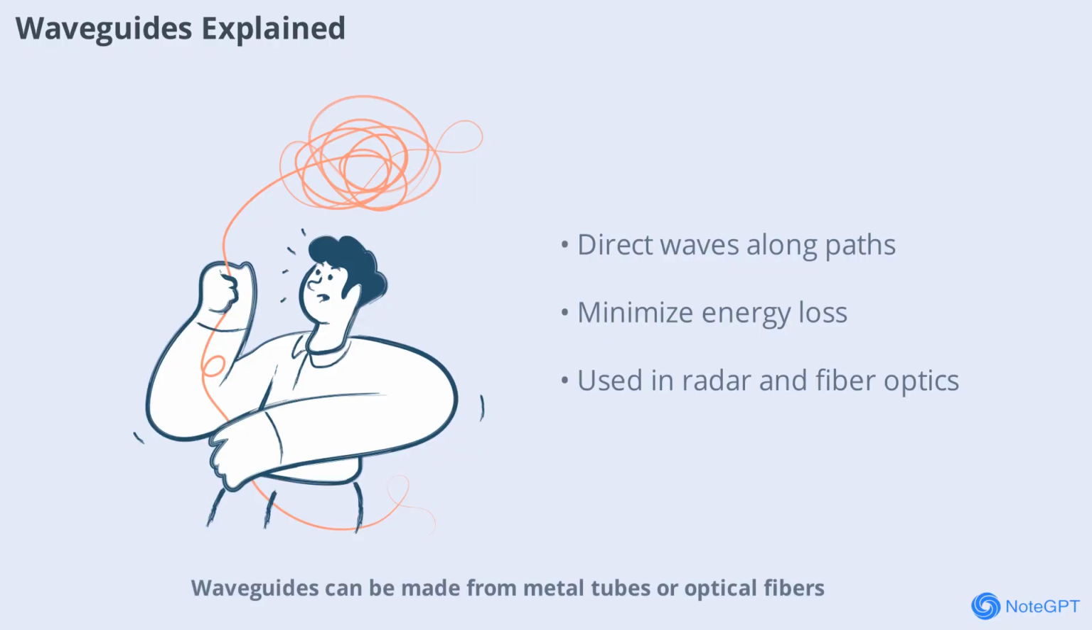Waveguides can be made from metal tubes or optical fibers, depending on the type of wave. By confining the wave, waveguides minimize energy loss and interference. This technology is essential in radar systems, satellite communications, and fiber optic networks.